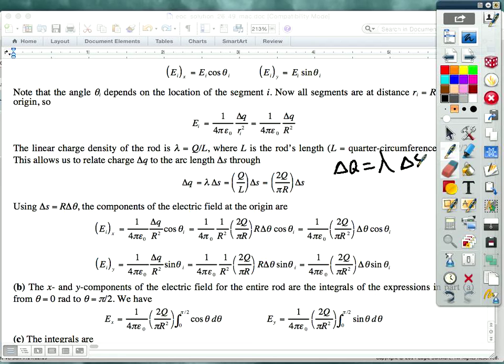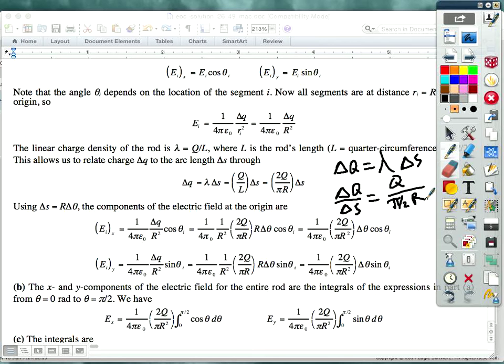You can also alternately say delta Q over delta S is proportional to the total charge over the total arc length, which is a quarter. That'd be, what is that, pi? Half would be pi. Is that pi over 2? Yeah, it should be pi over 2. Okay, that looks like tau times r, right? So, do you see what I did there? Just took the charge divided by the length.